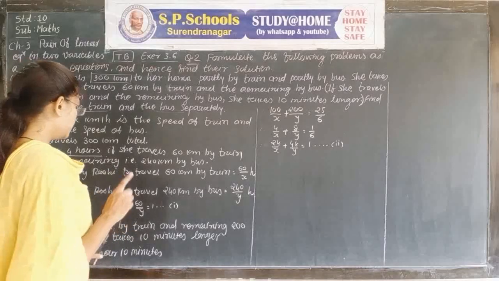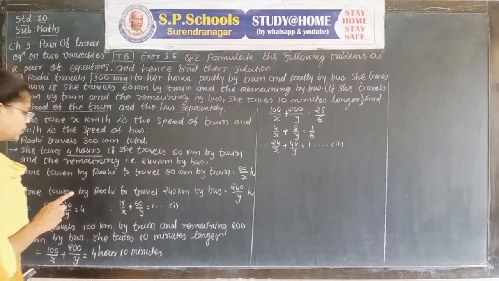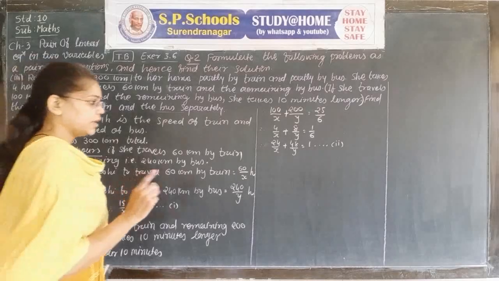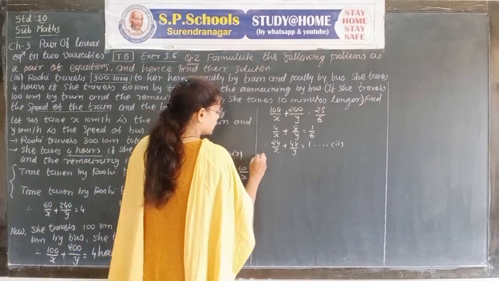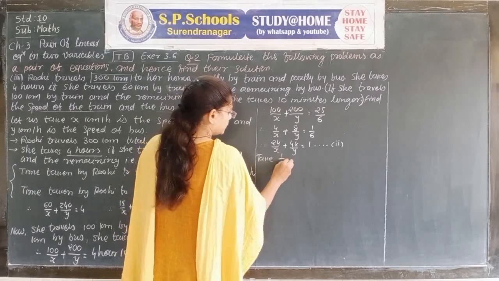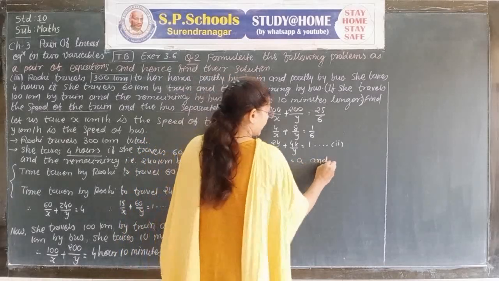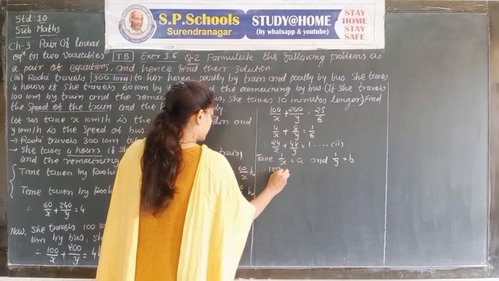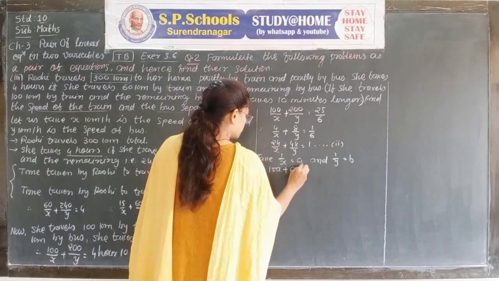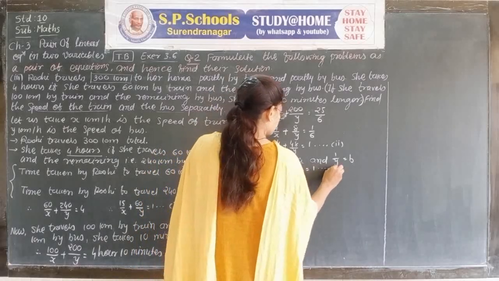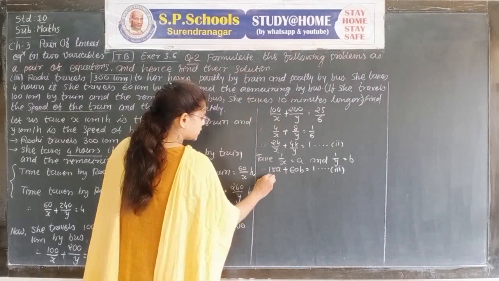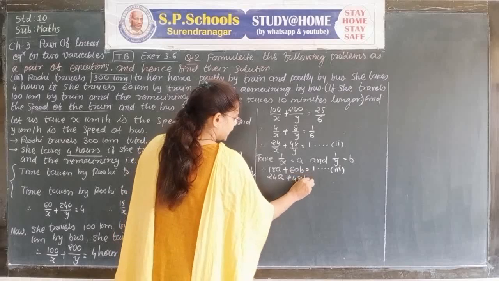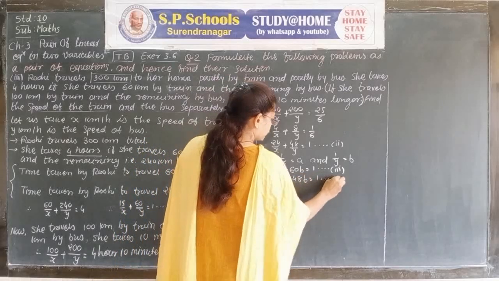See what happened here in equation number 1 and equation number 2? In both equations the coefficients are not equal and they are not linear equations. We make them linear by taking 1 upon x equal to a and 1 upon y equal to b. The first equation will become 15a plus 60b is equal to 1, the third equation. And the second equation will become 24a plus 48b is equal to 1, the fourth equation.